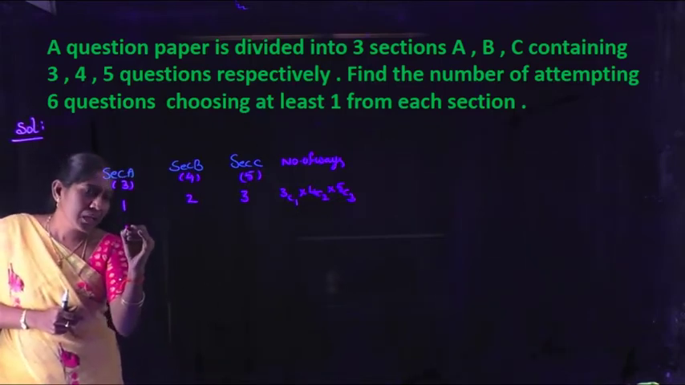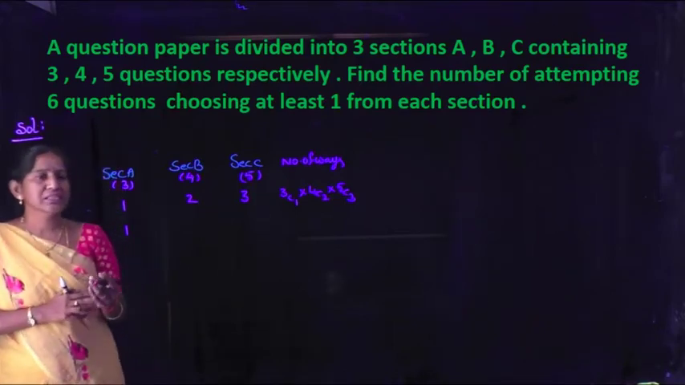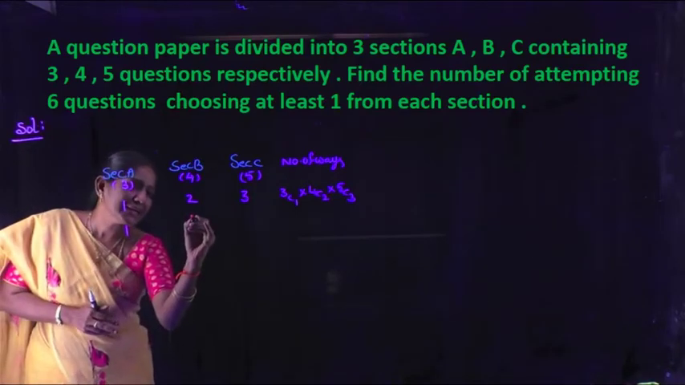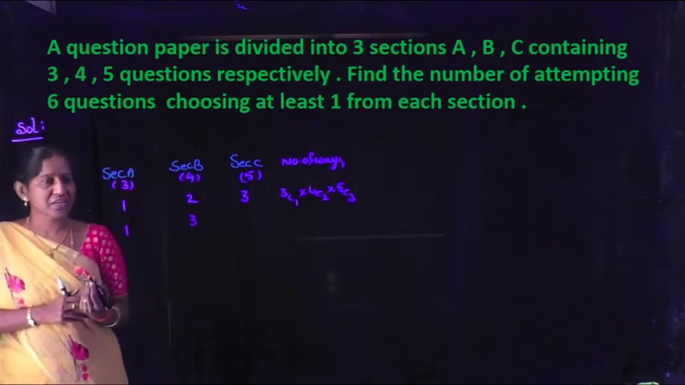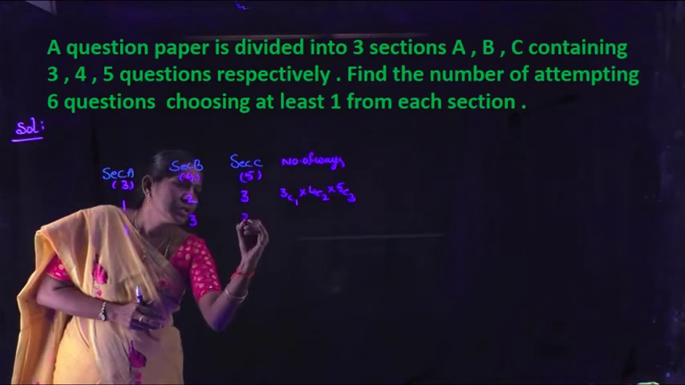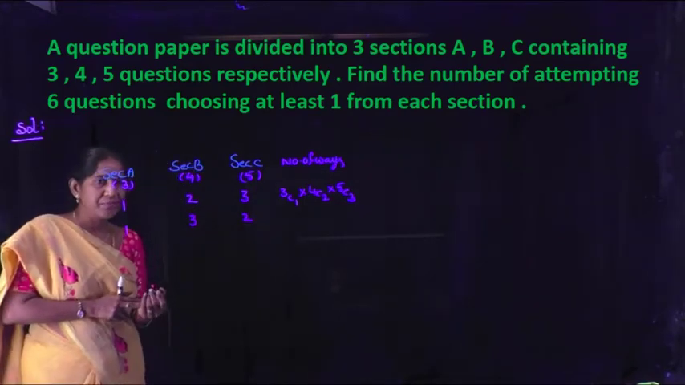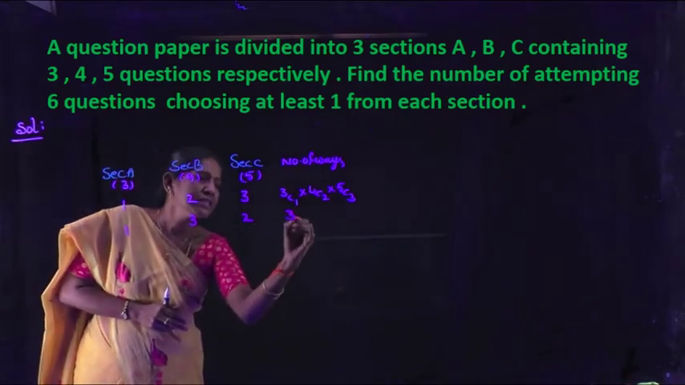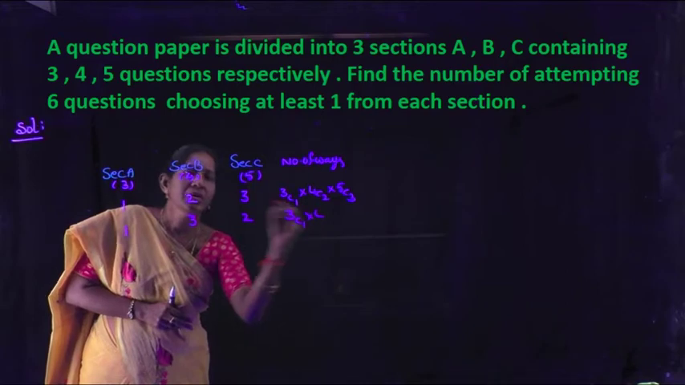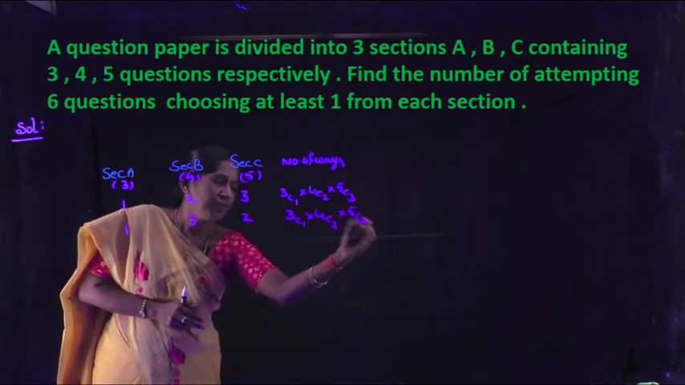Similarly, select one question out of 3 questions from section A. Select 3 questions out of 4 questions from section B. Select 2 questions out of 5 questions from section C. So, the number of ways from this is 3C1 into 4C3 into 5C2 ways.